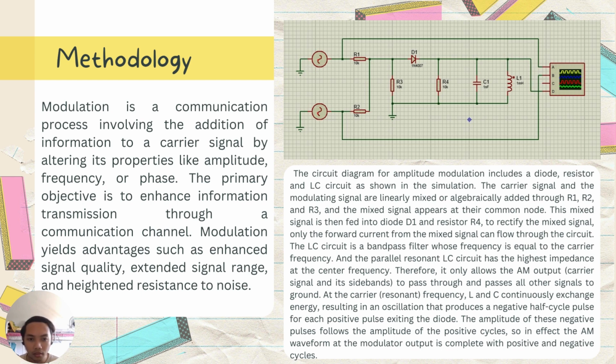At carrier resonant frequency, L and C continuously exchange energy, resulting in an oscillation that produces a negative half-cycle pulse for each positive pulse exiting the diode. The amplitude of this negative pulse follows the amplitude of the positive cycles. So in effect, the AM waveform at the modulator output is complete with positive and negative cycles.